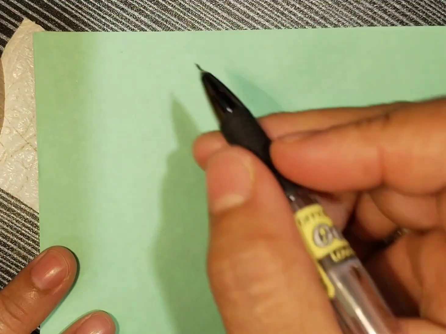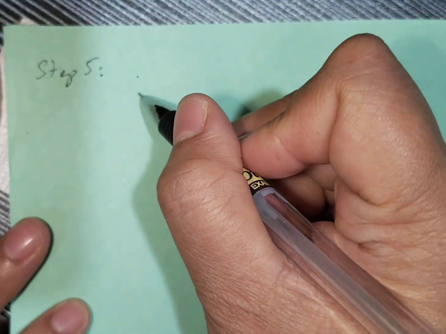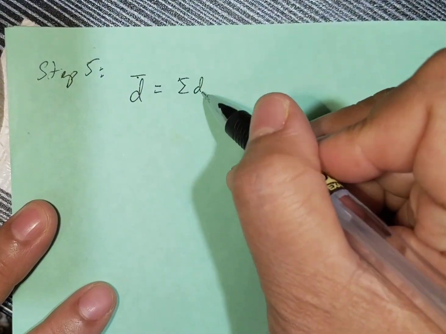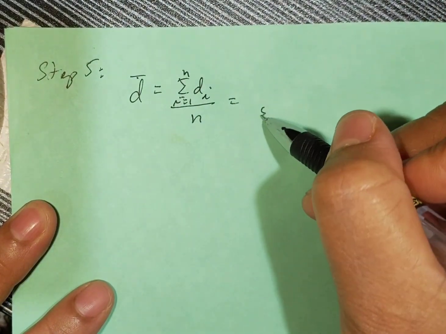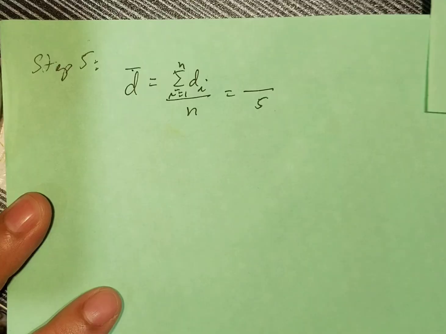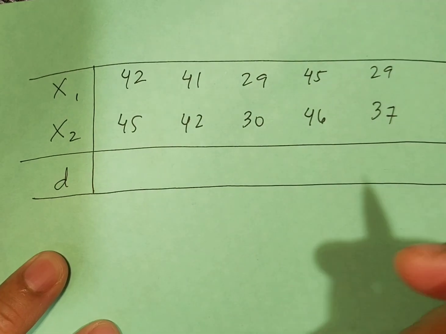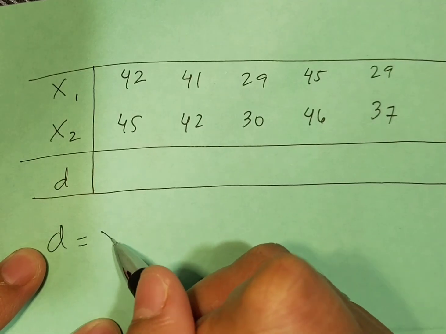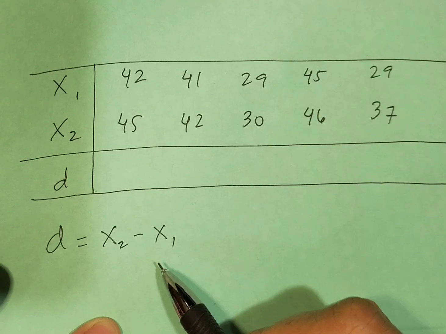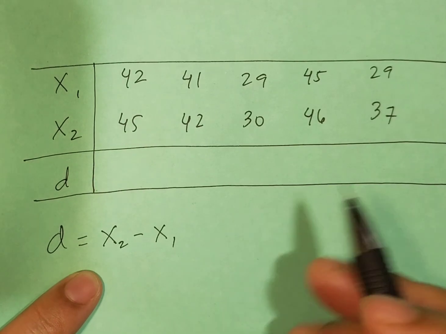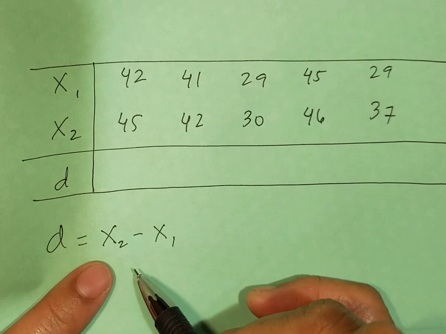Okay, let's go to the computation, step 5. Now in your step 5, we need d bar. d bar is summing up the differences over n, i from 1 to n. Now your n is 5, and the sum of your d sub i, okay, let us compute first your d. This is our data. How do we get the difference? We use x sub 2 minus x sub 1. This is arbitrary in the selection. You may also use x sub 1 minus x sub 2. But why do we choose x sub 2 minus x sub 1? Because there are more positive values for the difference of x sub 2 minus x sub 1.